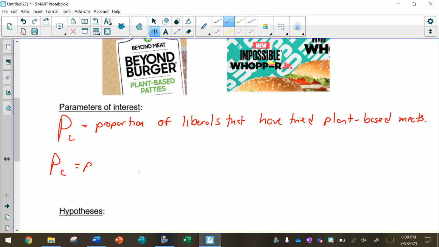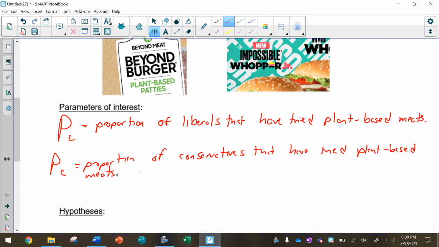So then we have the proportion PC of conservatives that have tried plant-based meats. Just like we saw on day one, you identify your parameters.